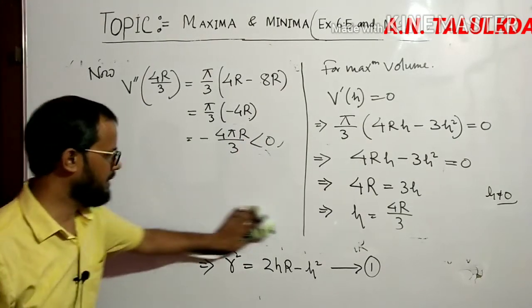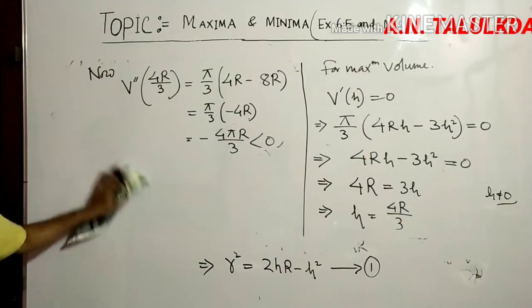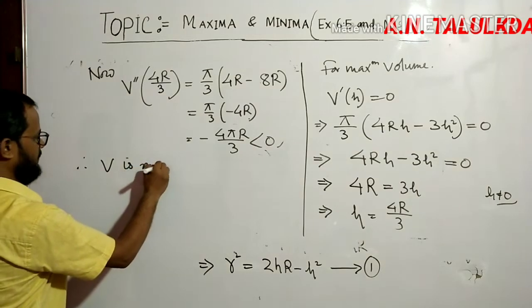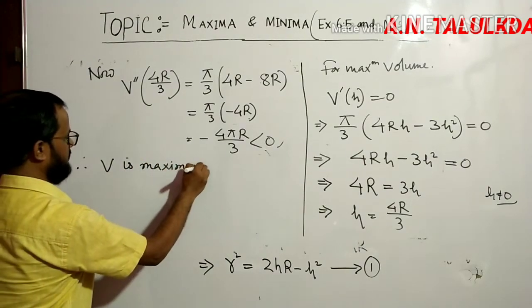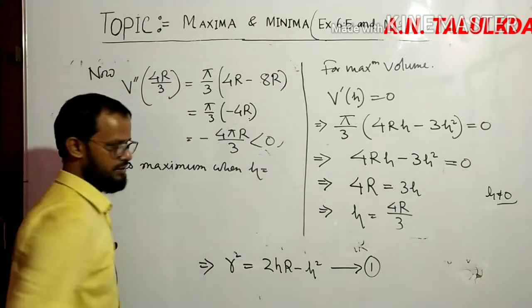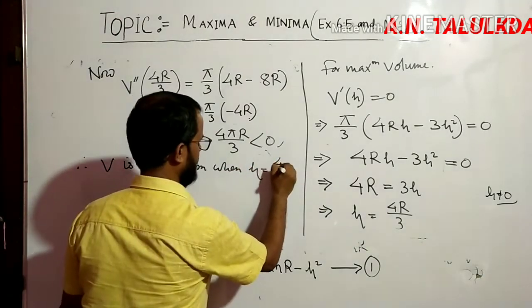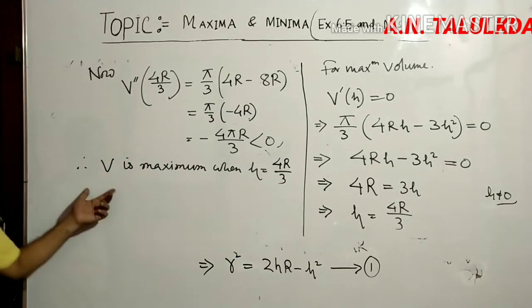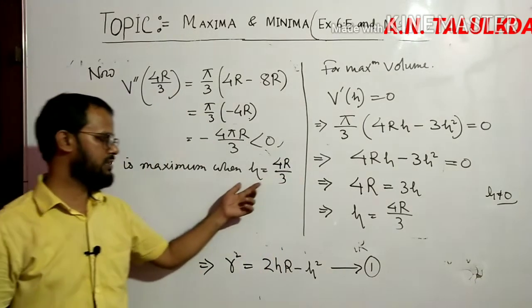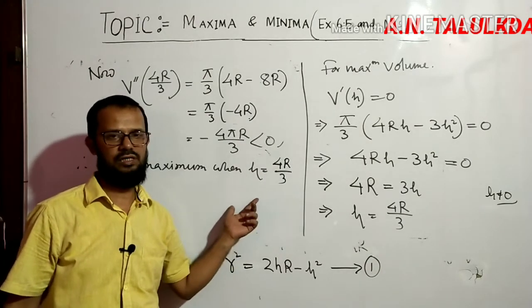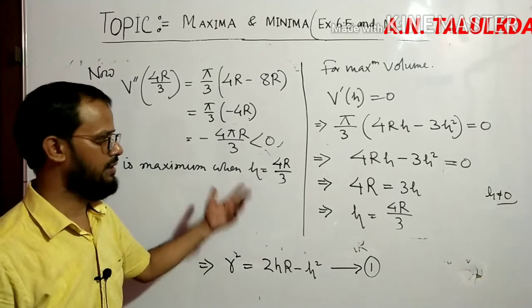And therefore you can say that the second order derivative is negative, which means what? Therefore b is maximum when altitude, height means altitude, is 4r by 3. So the final statement will be: the volume of the cone is maximum when its height, when its altitude, is equal to 4r by 3. This is the last statement you have to write and then the problem is over.